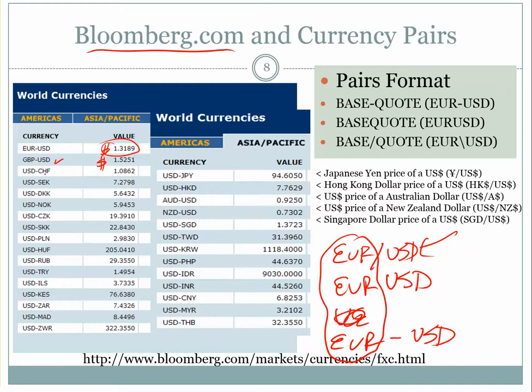Now USDCHF, that's the Swiss franc price of a dollar. So this would be Swiss francs. USDSEK would be the Swedish krone price of a dollar. These are in crown. These are the Danish kroner price of a dollar. Norwegian krone price of a dollar, and so on.